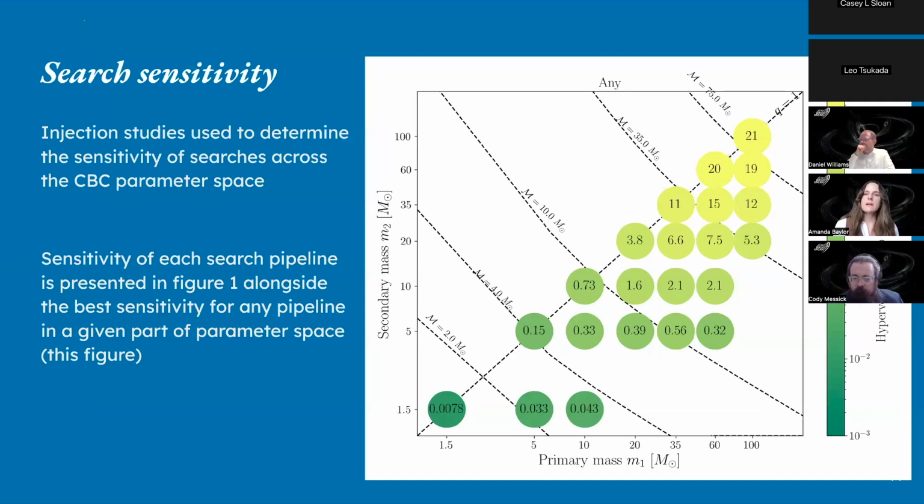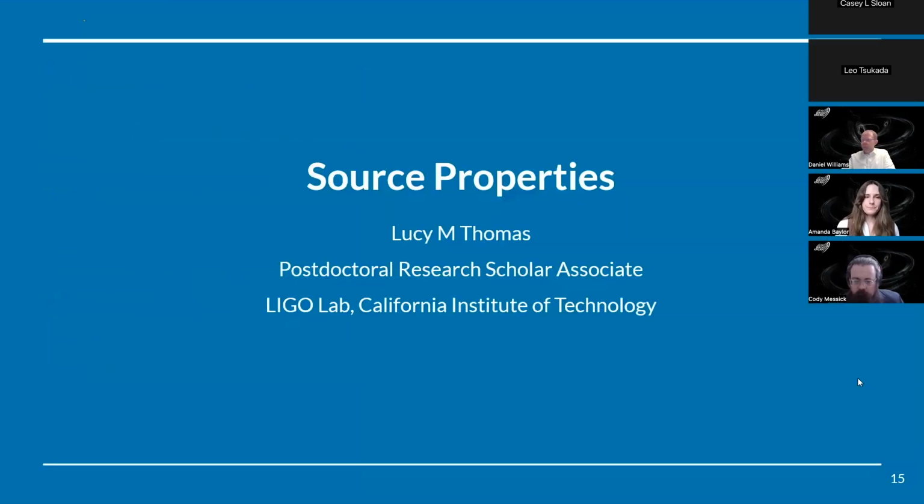If we compare this to the O3b results, we've actually nearly doubled our sensitivity compared to prior observing runs, even though we observed for only about 1.4 times as long as O3b. So it's a significant improvement, and this is due mostly to detector improvements, but also to search method improvements. So this is fantastic to see. Okay, next slide, please. Thanks.